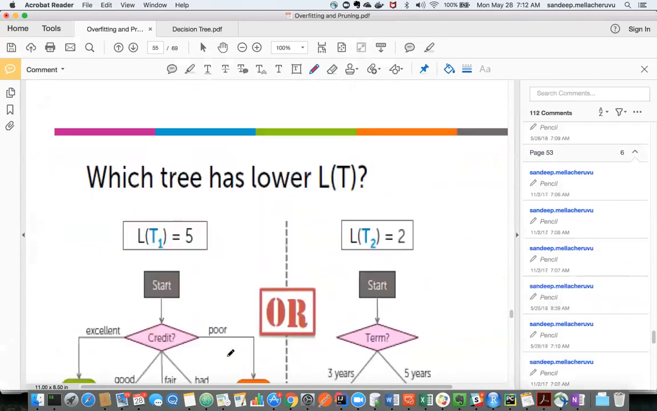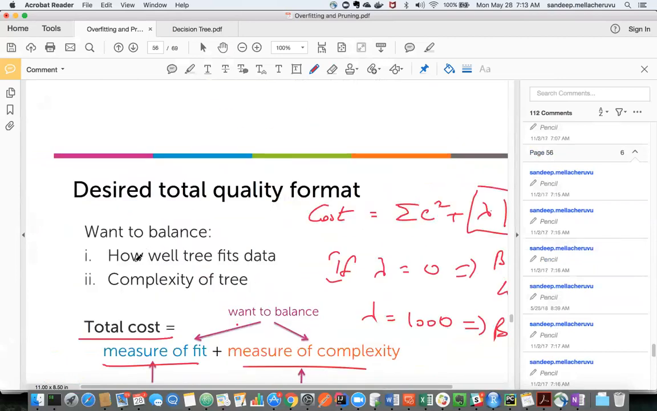So what we want to do is balance how well the tree fits the data. What does it mean? How well the tree fits the data means least error. If the error is less, then the tree is fitting well. If the error is more, the tree is not fitting well. This is what we want to balance along with the complexity of the tree. The tree should not be too complex, as well as the tree should fit the data very well. We want to balance both of them together.